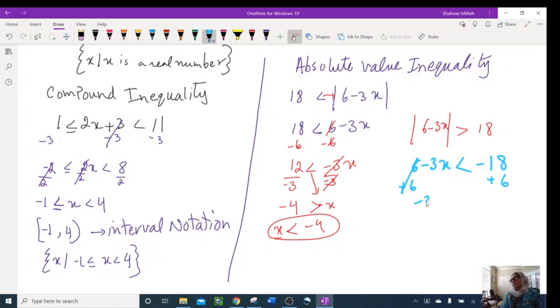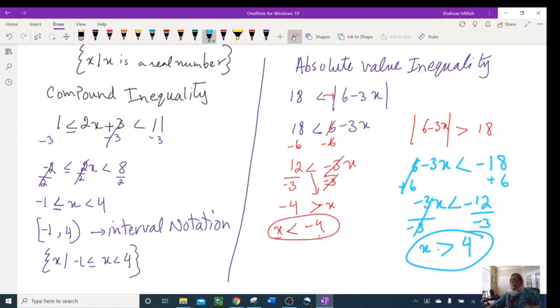This cancels, -3x and -12. Now I'm dividing by -3 on both sides. Again, I'm dividing by a negative, so I have to switch the inequality sign, and it's going to give me +4. There you go. So x greater than 4, x less than -4. Okay, that's how we do it.